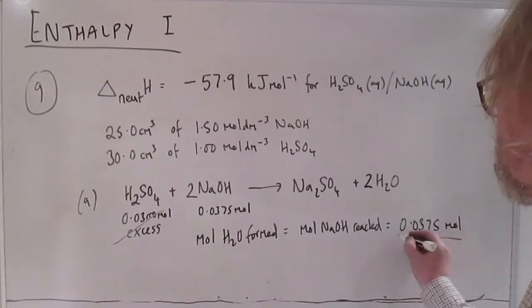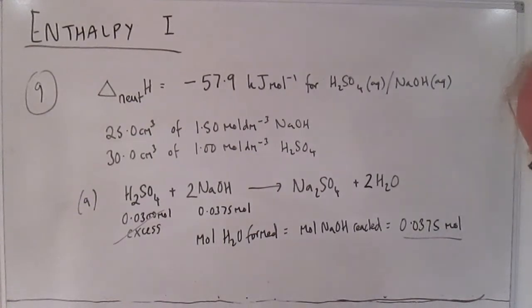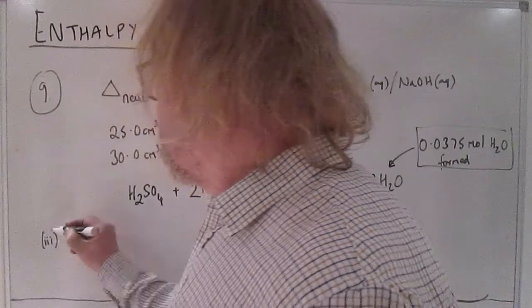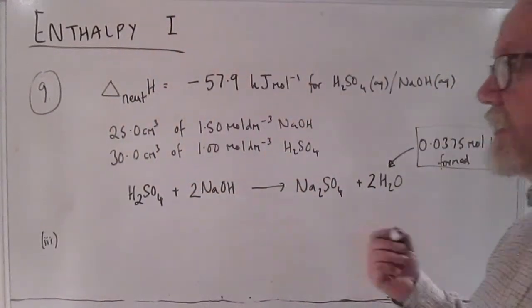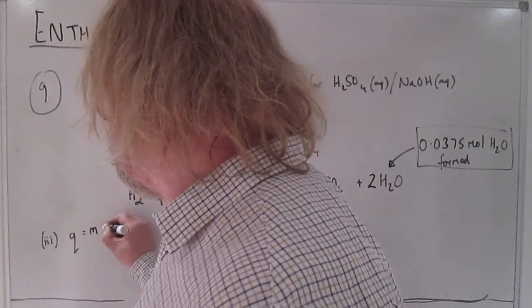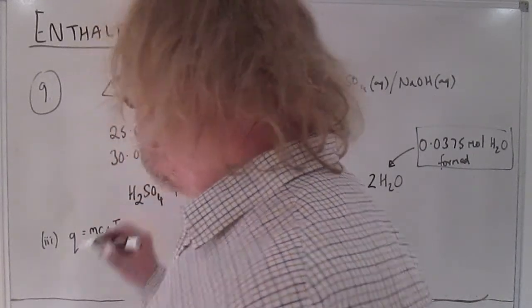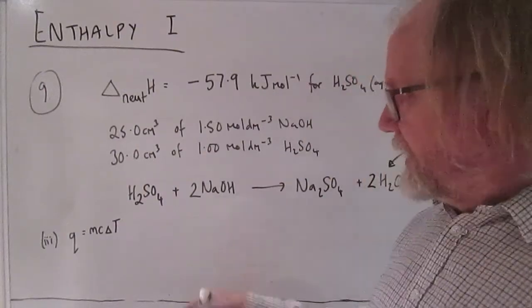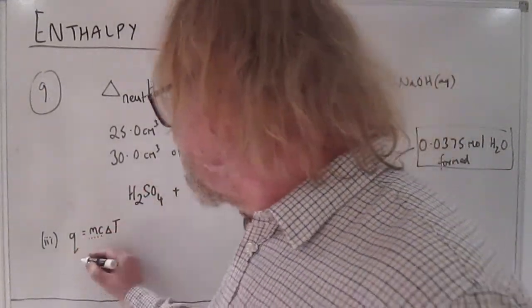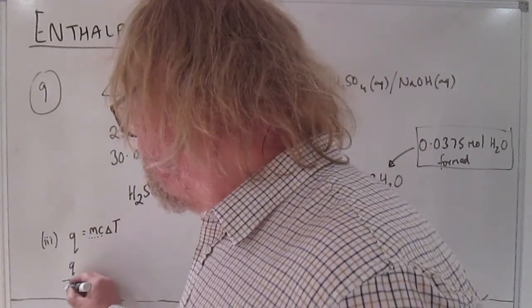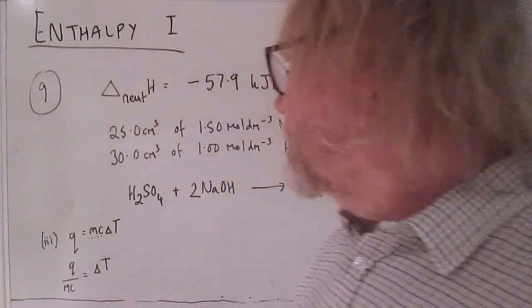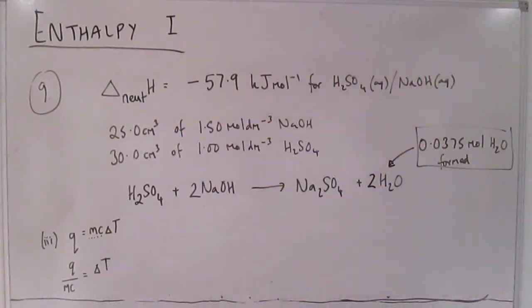And that's what we need to do the next bit of the calculation. So in part 3, it wants us to calculate the temperature rise that we expect to get in this reaction. Remember that the relationship is Q equals mc delta T. But again, we've got to rearrange that to get delta T. So we take the mc and slide it across to that side. Q over mc is equal to delta T. So that's what we've got to calculate.